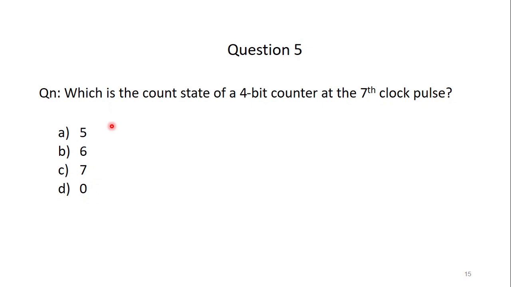Next, what is the count state of a 4-bit counter at the 7th clock pulse? For the first clock pulse, the count is 1, second clock pulse 2, and so on. So at the 7th clock pulse, the count is 7.